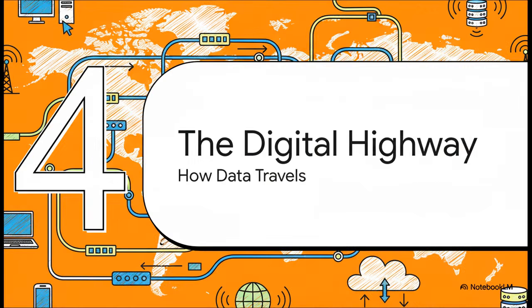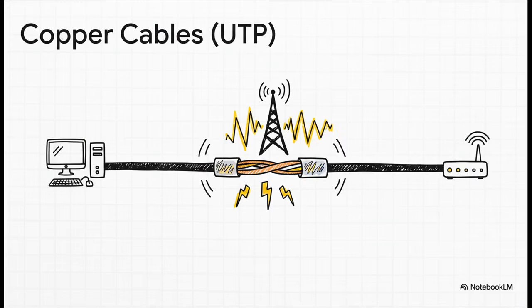So we've got our data packed and addressed. But how does it physically get from point A to point B? What is the actual highway it travels on? Because it's not just floating around in the ether. It's moving through a massive physical infrastructure. For short distances, like inside your house or office, the most common highway is a plain old copper cable, like the Ethernet cord plugged into your computer. It sends your data along as tiny little electrical pulses. It's a real workhorse, but it can be affected by electrical interference.